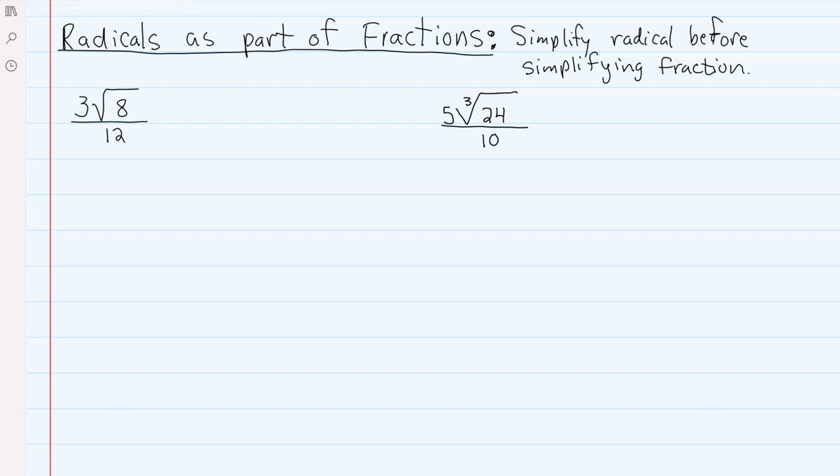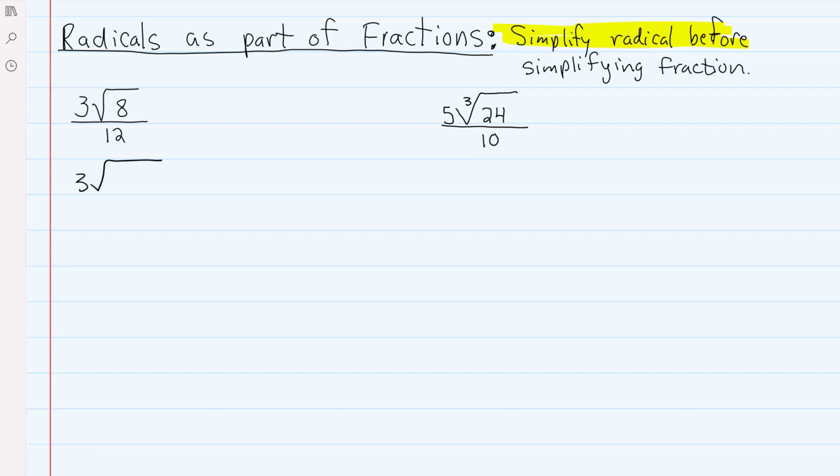Okay, now we're going to simplify radicals that are part of fractions. Here is my big tip. Simplify the radical first before you reduce the fraction, because you might end up having to reduce the fraction twice. So for 3 square root 8 all over 12, notice you could simplify the 3 over 12, but I'm going to have you hold off and let's simplify the radical first.